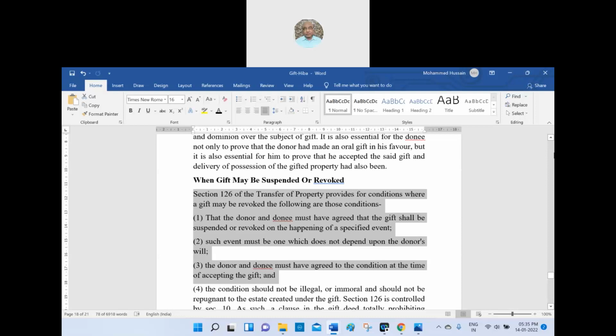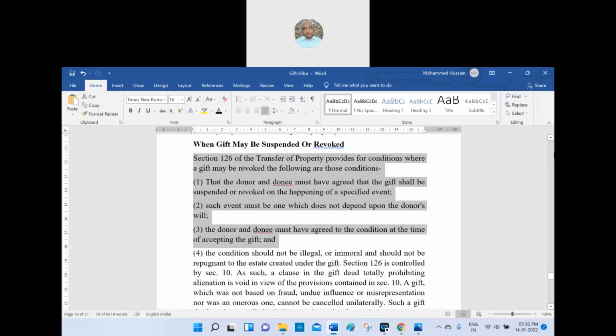Number one, the donor and donee must agree that the gift shall be suspended or revoked on the happening of a specified event, a mutual understanding between them. Read number two. Number two, such event must be one which does not depend upon the donor's will. Number three, the donor and donee must have agreed to the condition at the time of accepting the gift. Number two, a particular condition is going to happen; the donor is not supposed to know it, it does not depend upon the donor's will. Such a condition is going to happen. The donor and donee must agree to the condition at the time of accepting the gift.